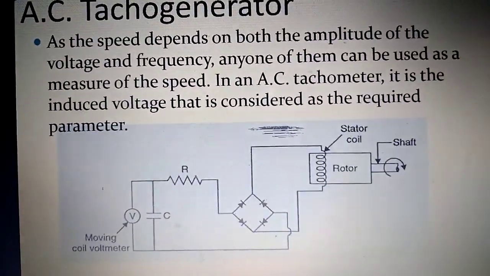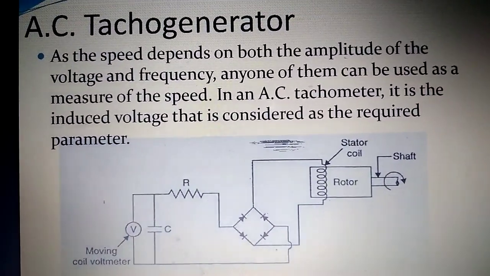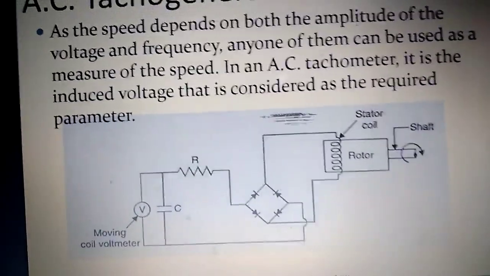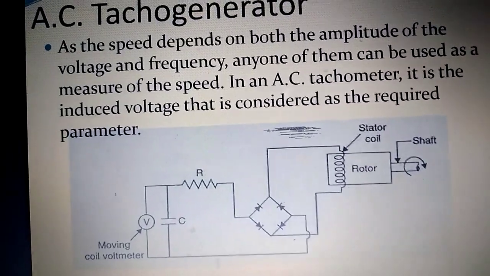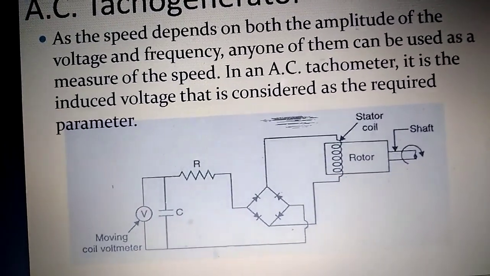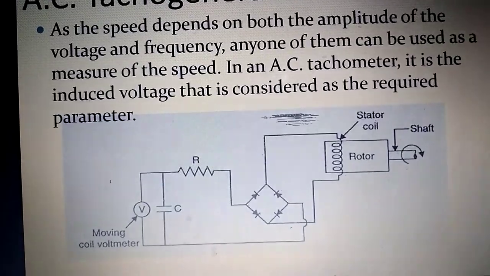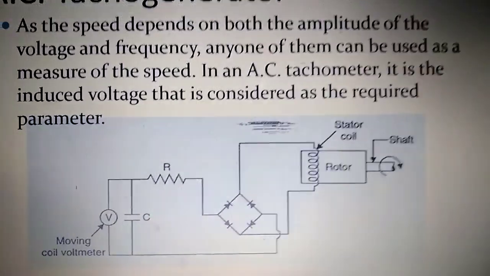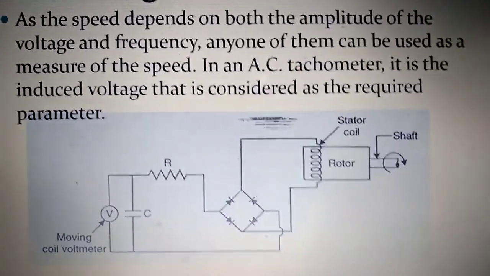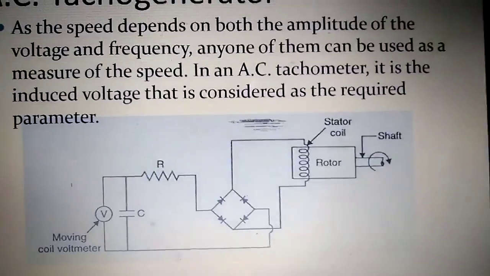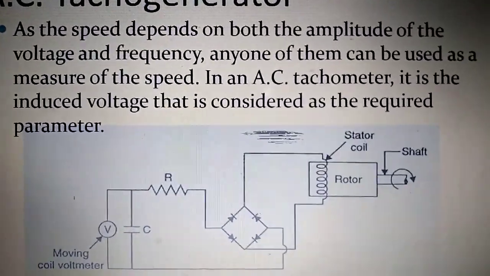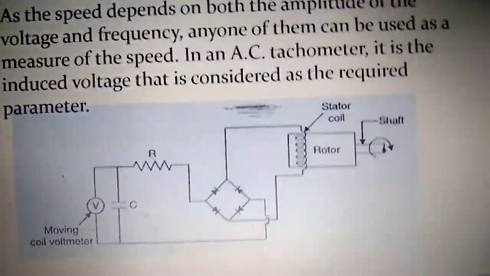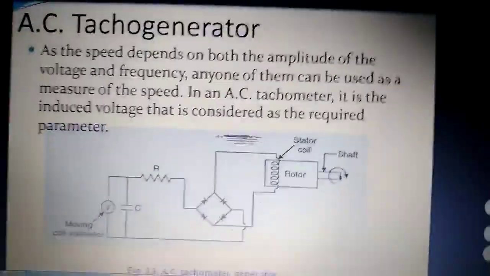The speed depends on both the amplitude of the voltage and the frequency, so either of them can be used as a measure of speed. In the AC tachometer, the induced voltage is considered the required parameter. The magnitude of the output voltage is directly proportional to the speed of the rotating shaft in RPM. This is one of the important transducers to convert rotational speed into an electrical signal.